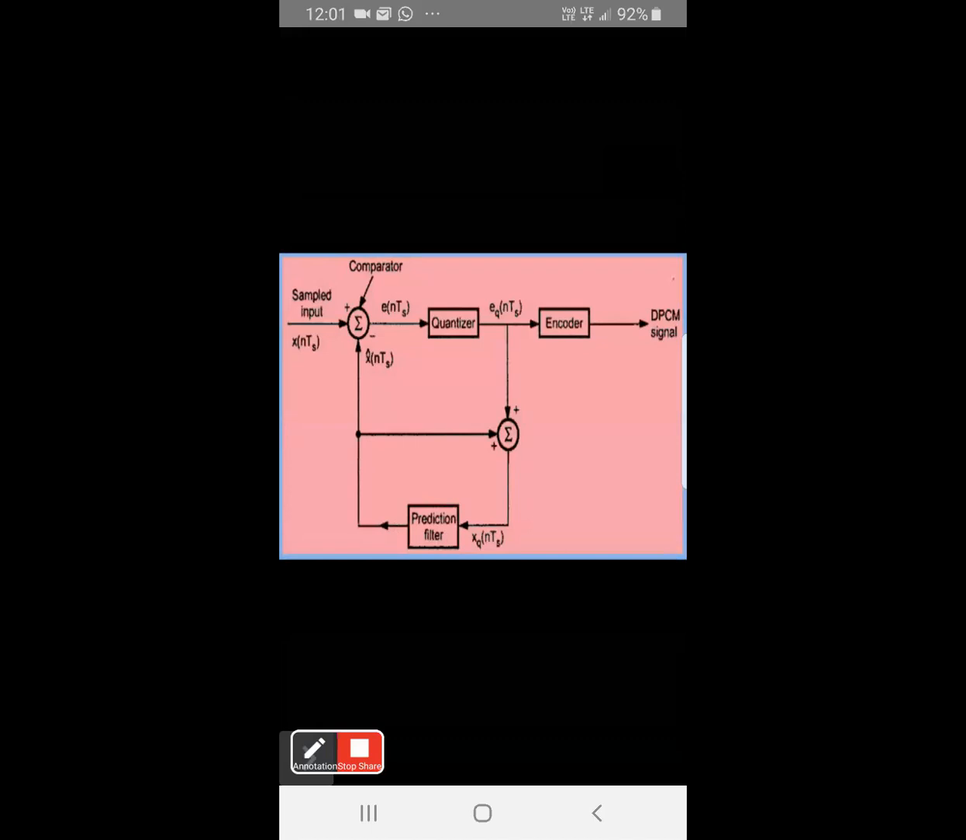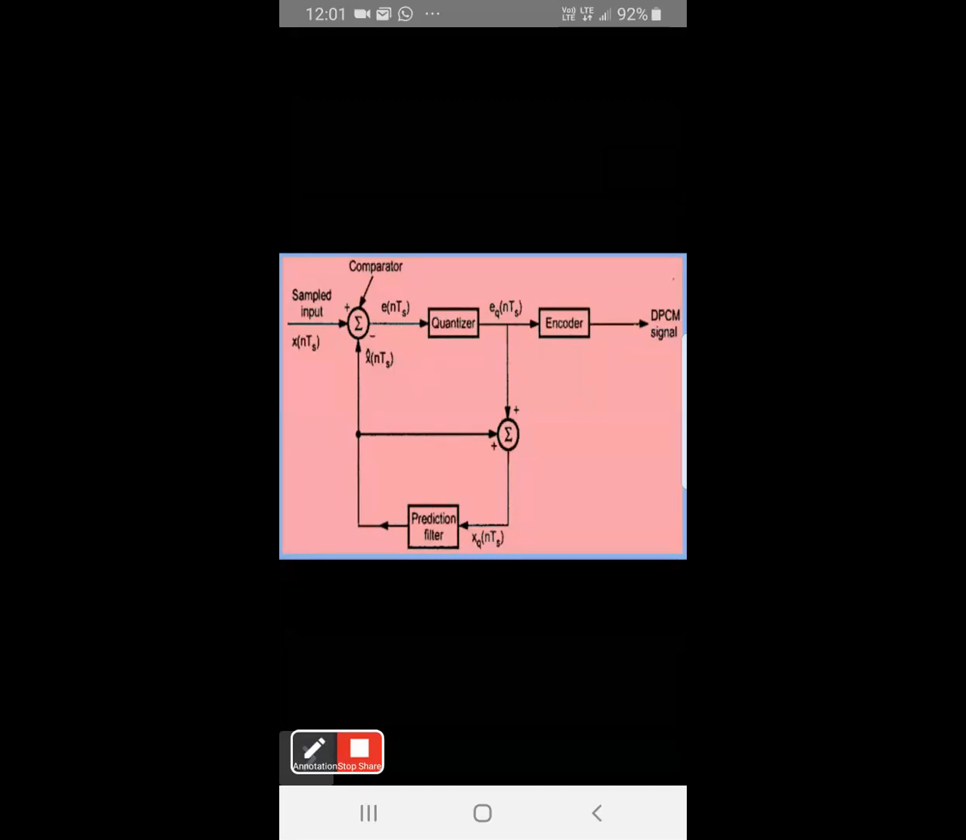Here, why are we going to the diagram? When adjacent, side by side samples are the same, then you can go to reduce the redundant bits. If we reduce the samples that are the same, then automatically the bit rate will be reduced. For that purpose you go for the DPCM.